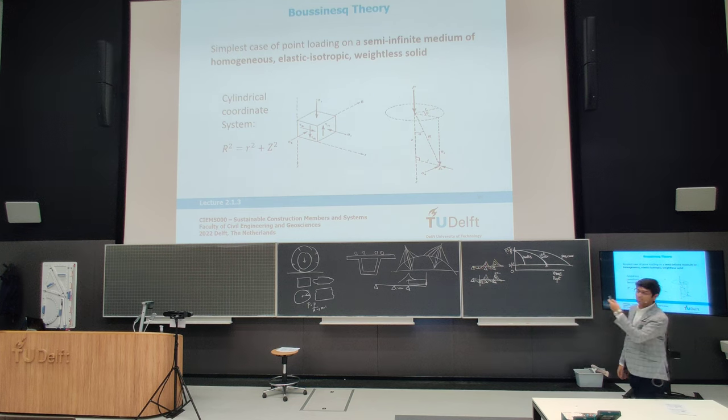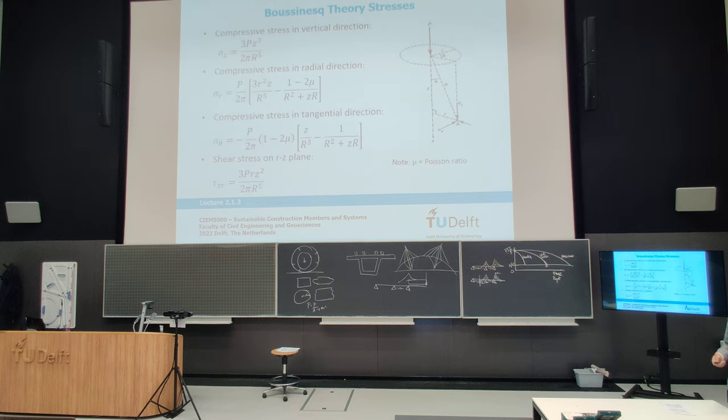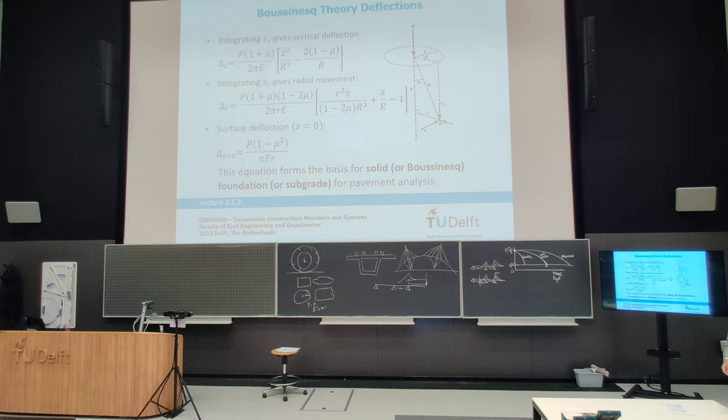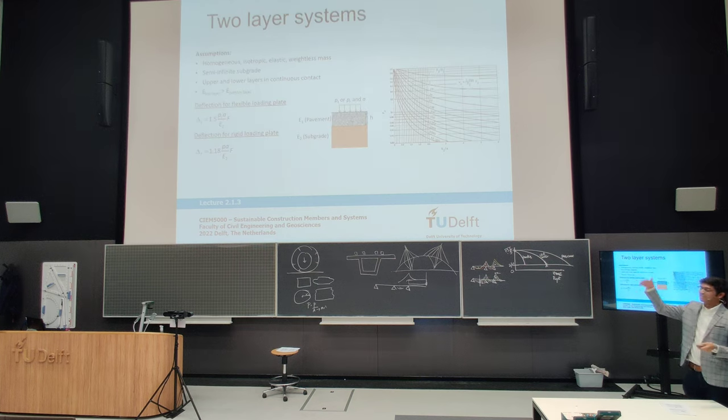So the basic assumptions are that we always assume homogeneous materials, and always elastic materials, although the reality is more of a viscoelastic nature. This is just to show that there are some equations with which you can predict the stresses and strains. Based on this, people derived the two-layer and three-layer theories, but you don't have to worry about the two and three-layer theories.